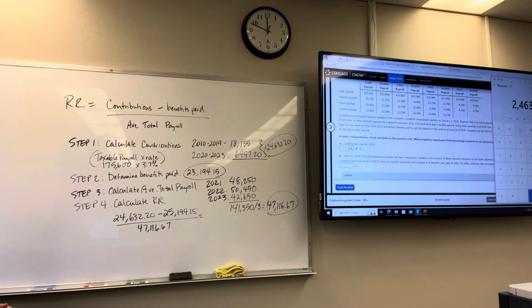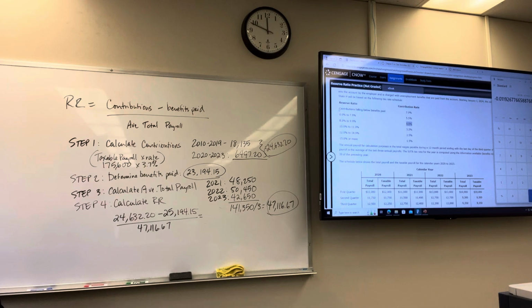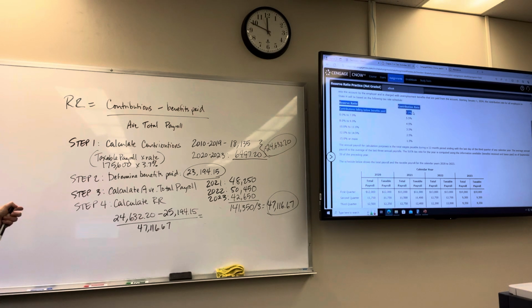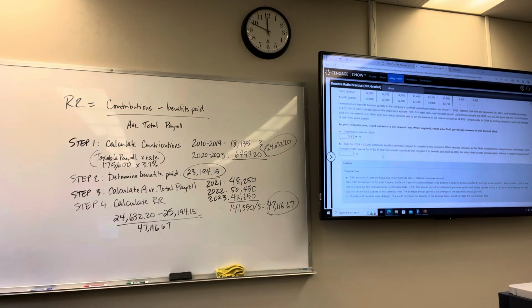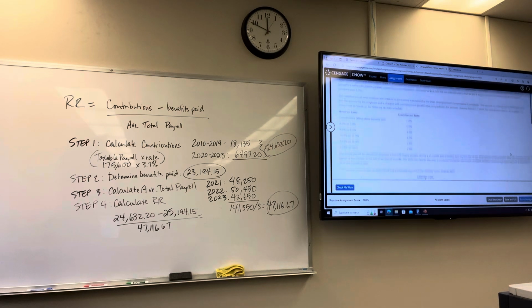So 24,632.20 minus 25,194.15 divided by 47,116.67. So now we're at negative 1.1% or 1.2%. And of course, according to the table, if the contributions fall below the benefits paid, they're now at 7%, which is what happened because their contributions are now that.